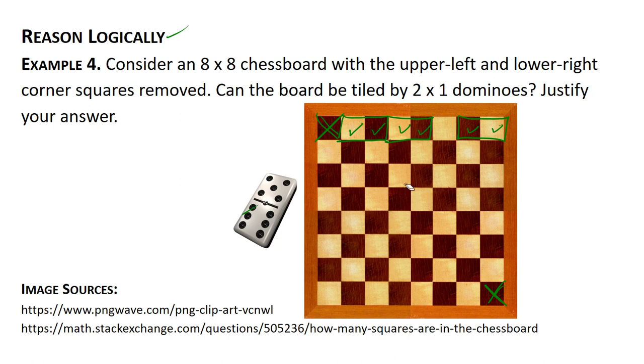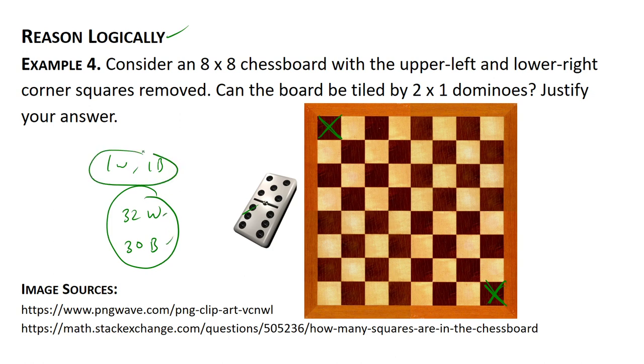Bakit? Because whenever you use a domino to cover your chessboard, you cover one white and one black. That's always true. Pero when you remove the upper left and lower right, ilan na lang ang natira? You are left with 32 white, walang nabawas sa white, pero nabawasan ka ng dalawang black. So wala na. You cannot form enough pairings. Dahil laging one white, one black. So hindi mo na siya mabubuo. So therefore, the answer is no.